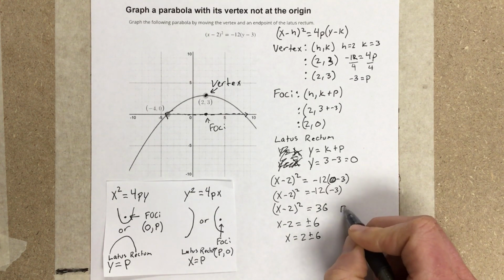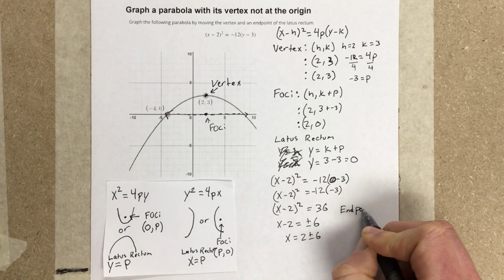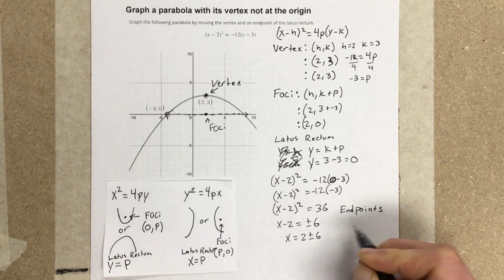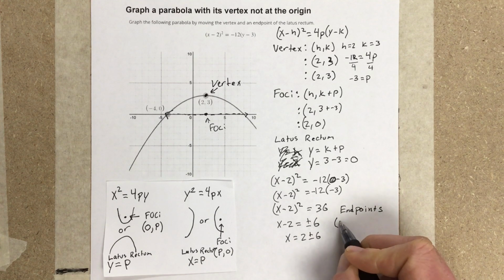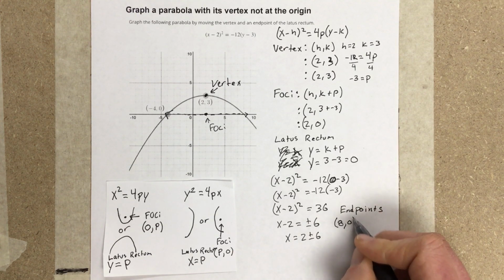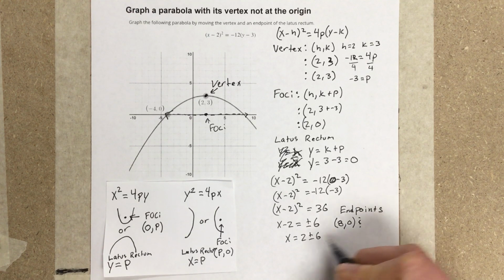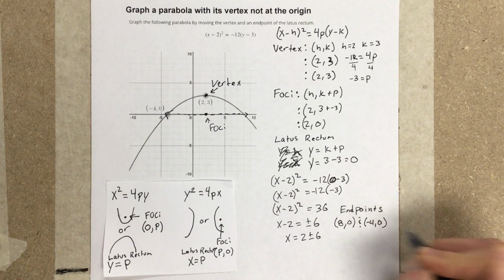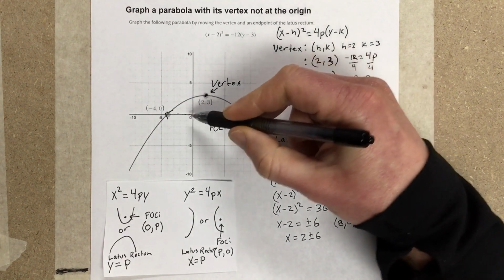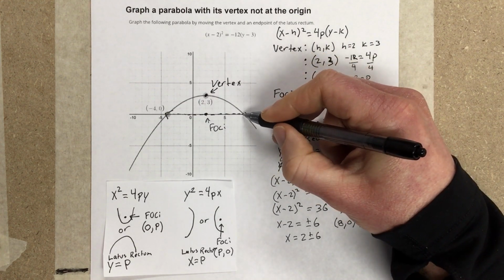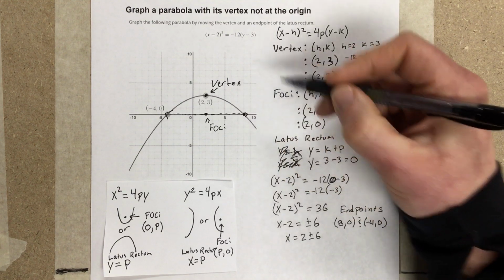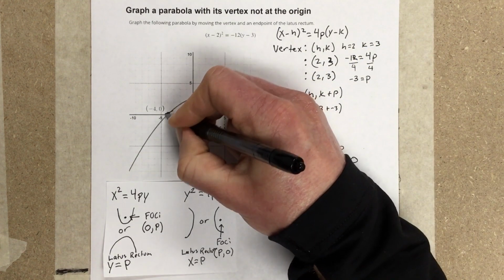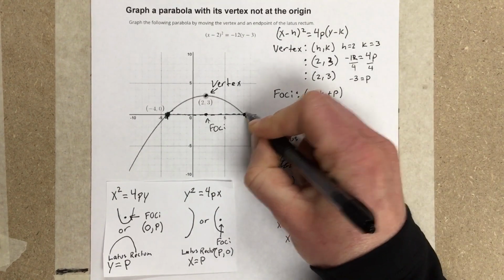So my endpoints would be 2 plus 6, which is 8, comma, the y value, which is 0, and 2 minus 6, which would be negative 4, comma, 0. And if you go and mark those on the graph, (8, 0) would be right here, and (-4, 0) would be right here. So you see that we have the two endpoints for the latus rectum.